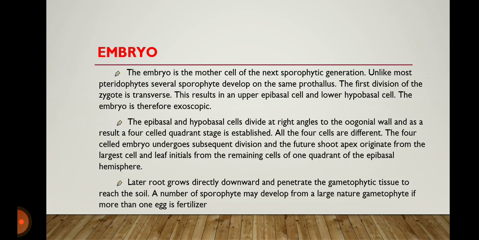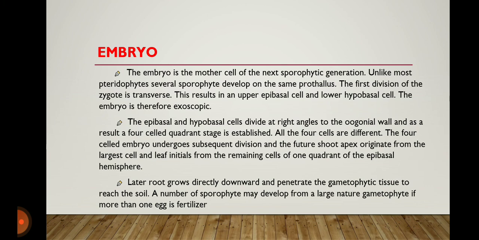Embryo. The embryo is the mother cell of the next sporophytic generation. Unlike most pteridophytes, several sporophytes develop on the same prothallus. The first division of the zygote is transverse. This results in an upper epibasal cell and a lower hypobasal cell. The embryo is therefore exoscopic.